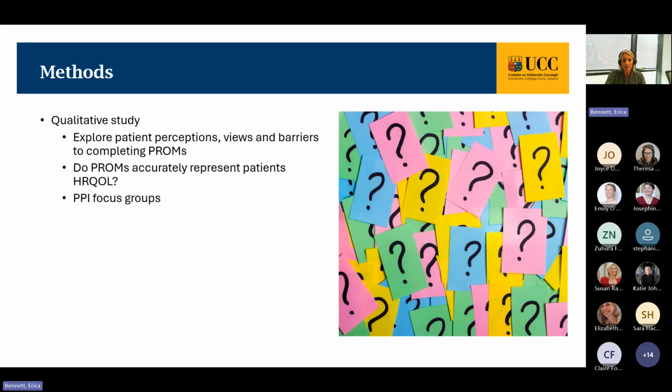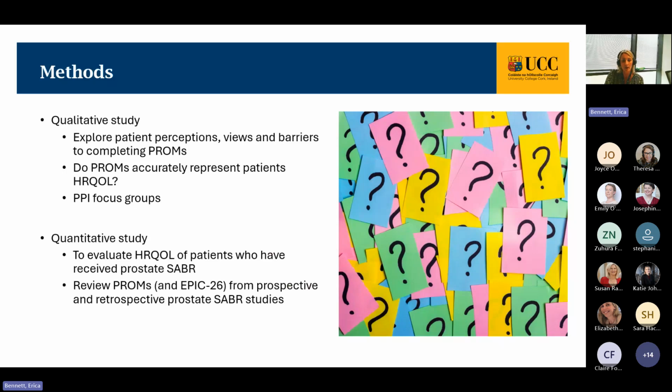So the first thing I'm going to do is a qualitative study to get some insights from the patients on their perceptions in completing PROMs, because quite often in studies there's a lot of missing data. I want to ascertain the views and barriers for patients completing PROMs having had prostate SABR, and also to identify if patients think PROMs accurately represent their health-related quality of life. And I'm going to do that with focus groups.